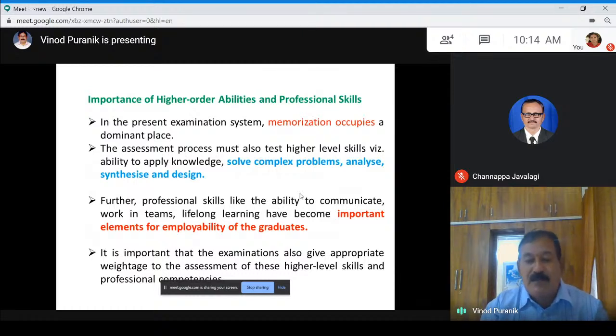So of course there are NBA committees. Of course I know that some of the colleges have already undergone the NBA accreditations and all the things. Of course, many of us are more focused on the documentation rather than cultivating the things. So cultivation is very important rather than just documentation. That is the very important thing we have to look after actually. And also important, the examination should give the appropriate weightage to the assessment of these higher level skills and the professional competencies. So these are very important: abilities and the professional skills. In most cases memorization becomes the dominant place here.